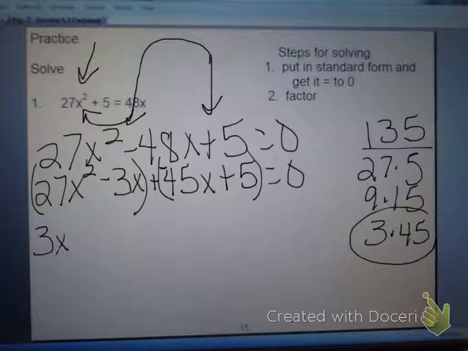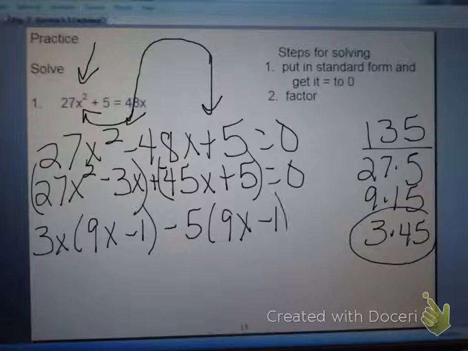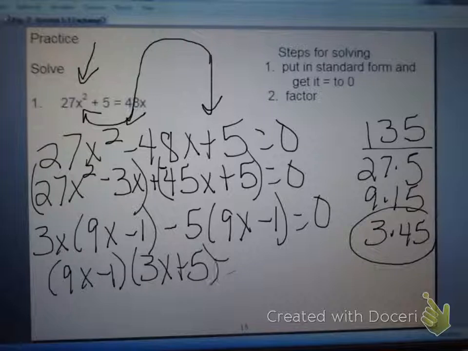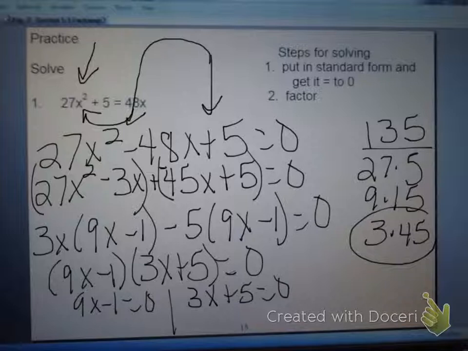My GCF is 3x. I get 9x minus 1. And my GCF in the second group is a negative 5. And I get 9x. Remember, when you factor out a negative, it changes the sign. Now I'm going to factor out: 9x minus 1 times 3x plus 5 is equal to 0. Put each one equal to 0. Add 1, divide by 9, so x is equal to 1/9. And over there, subtract 5 and divide by 3, so x is equal to negative 5/3.